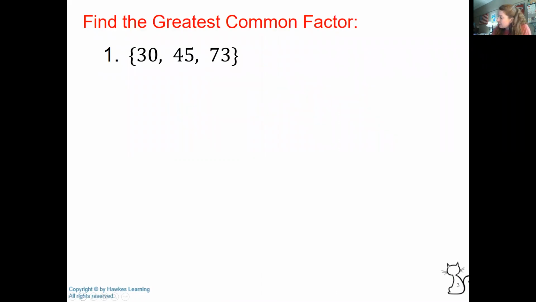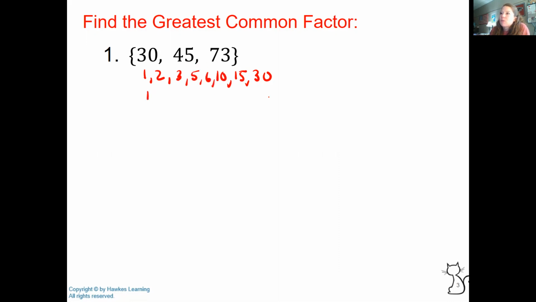So remember that multiples are large numbers and factors are small numbers. Normally you wouldn't need to list the factor of 1 because every number can be divided by 1. After this first problem we'll skip the number 1, but for this first problem, we'll go ahead and list it. The factors of 30: 1 and 30, 2 and 15, 3 and 10, and 5 and 6.